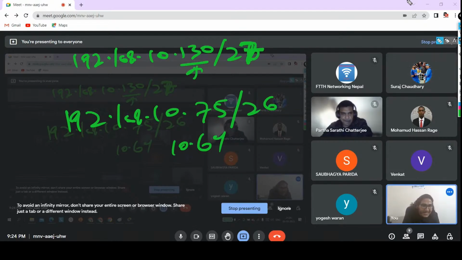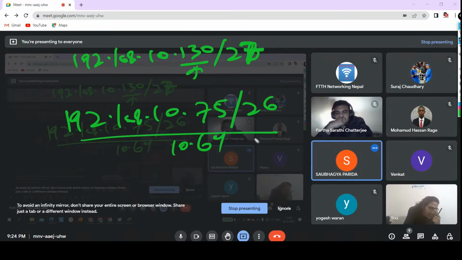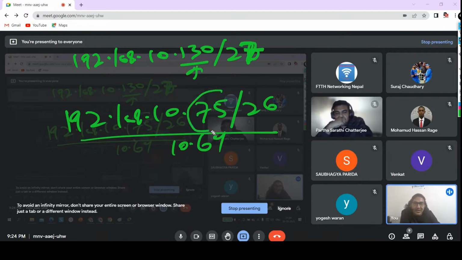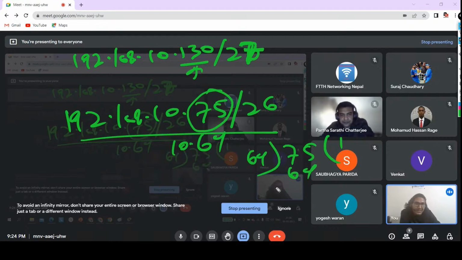Okay, Saubhag, is it clear to you how to calculate the network ID of any subnetted network? Yes. In the beginning, what you can do is divide this value by your block size. My block size here is 64. So we can divide 75 by 64. You can subtract 11 from 75, and if I subtract 11, you will get 64. This one will become the network ID.